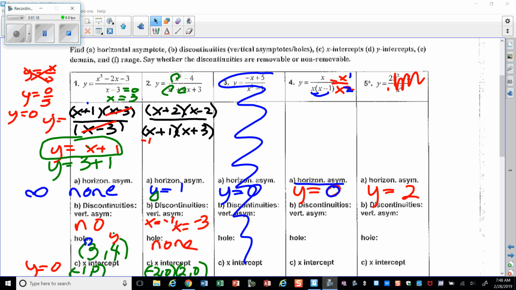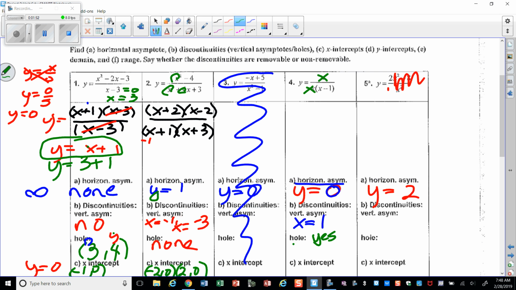Okay, and looking at the factors, because it's already factored, you can see what would make this denominator 0 would be if this factor here is 1, 1 minus 1 equals 0, right? So my vertical asymptote is x equals a positive 1. The zeros are opposite of the factors. And then I do have a hole here because I have the same factor on the top and bottom. So yes, there is a hole.